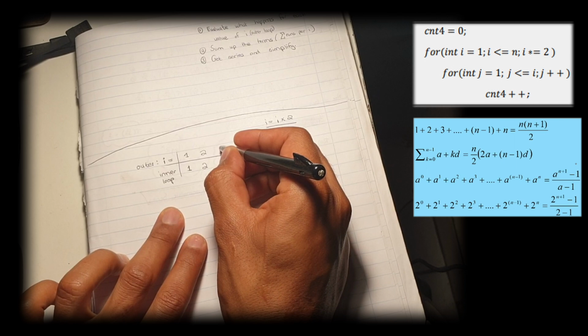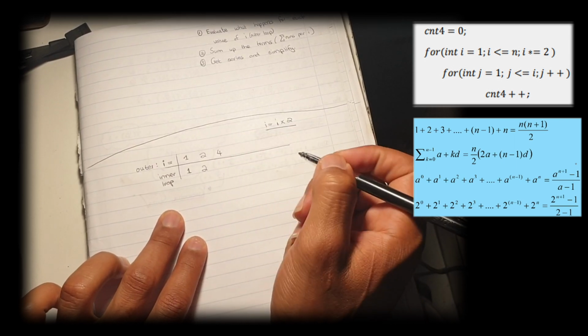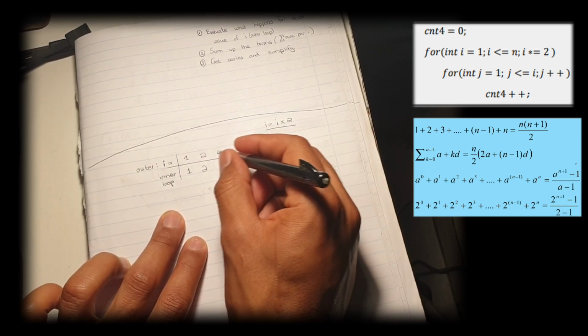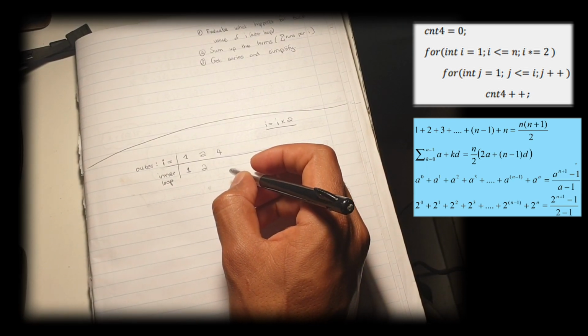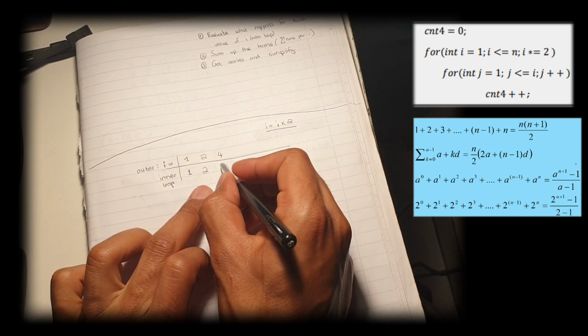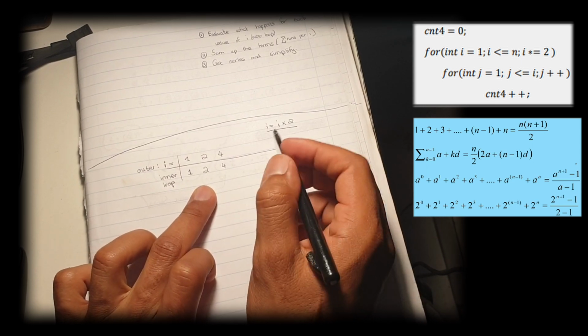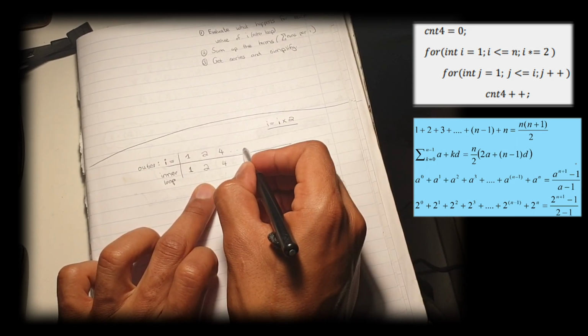And then we see I is now going to be 4. Right? I is now the value of 4. What happens when I is equals to 4? What's going to happen? Our inner loop is going to run 4 times. Right? And then we go to the very end.